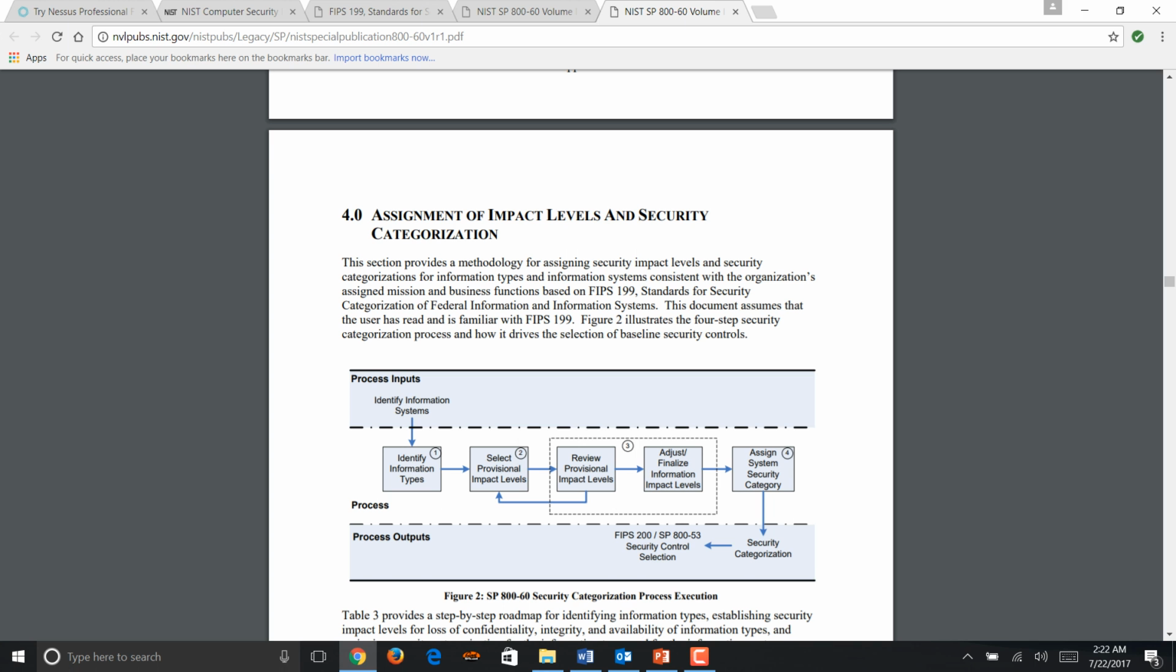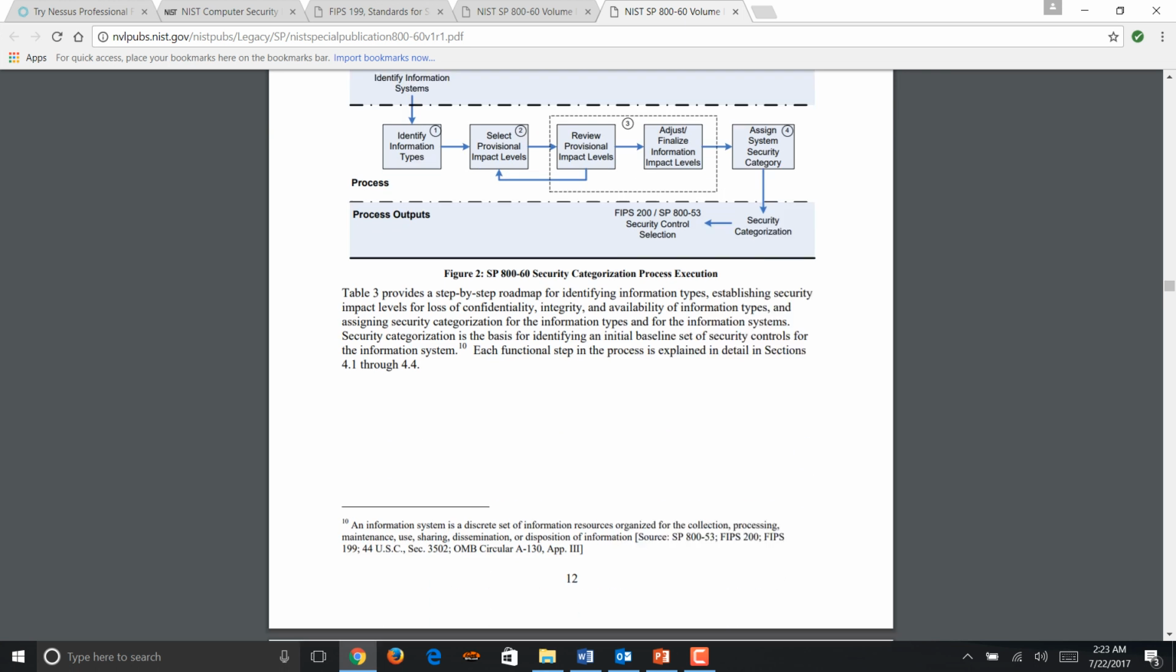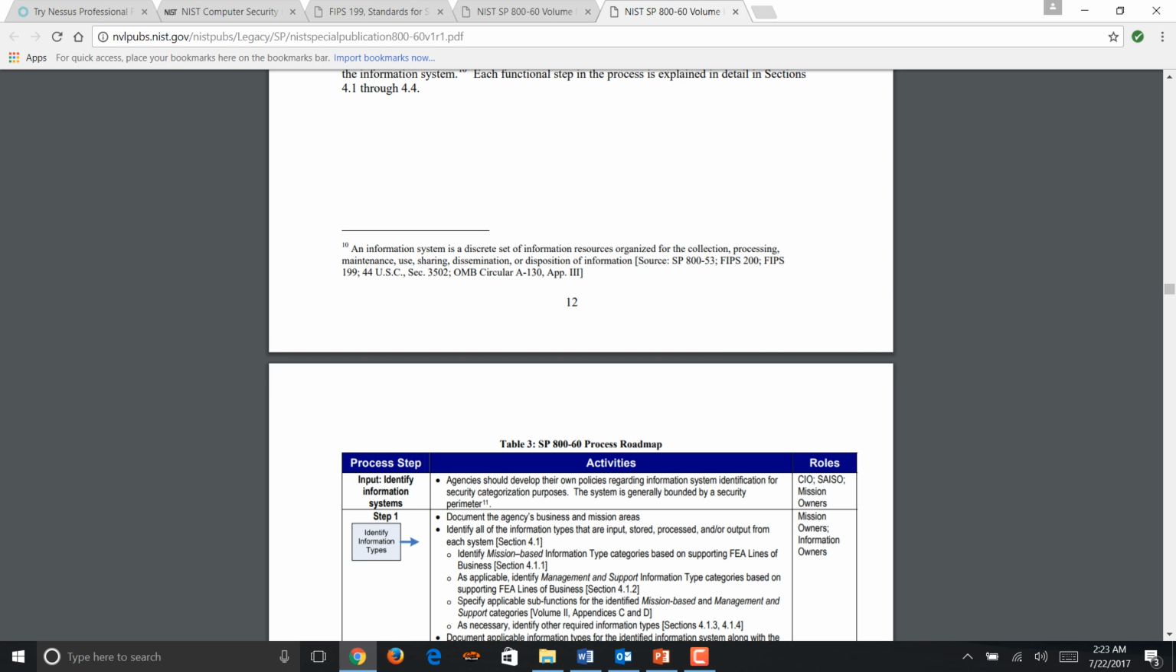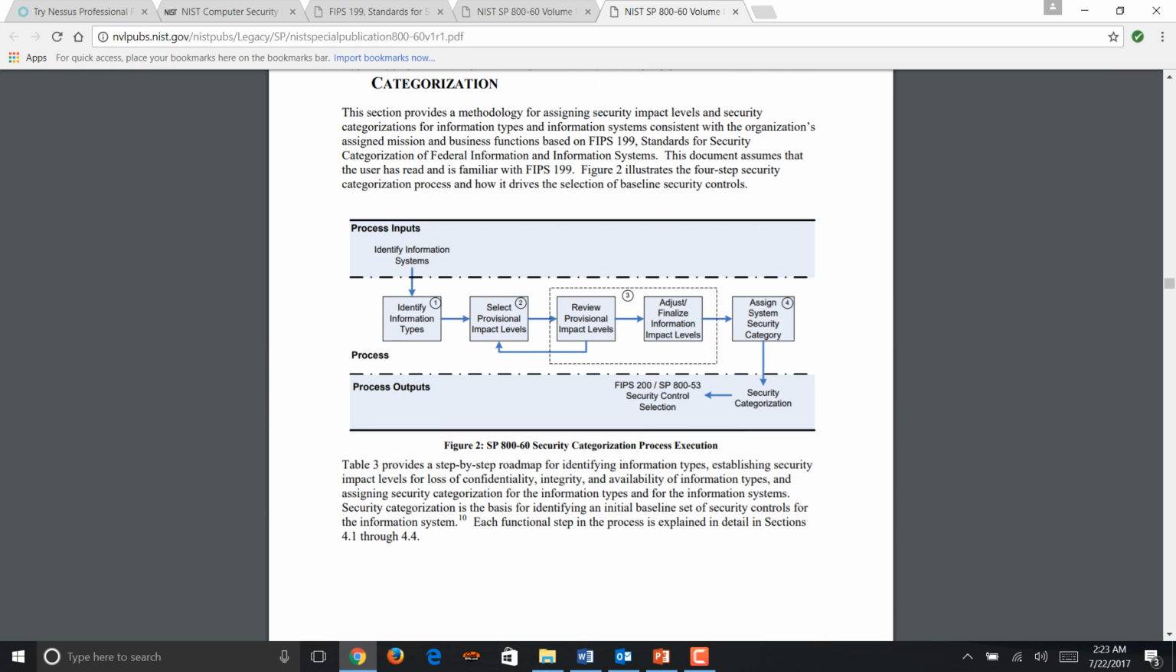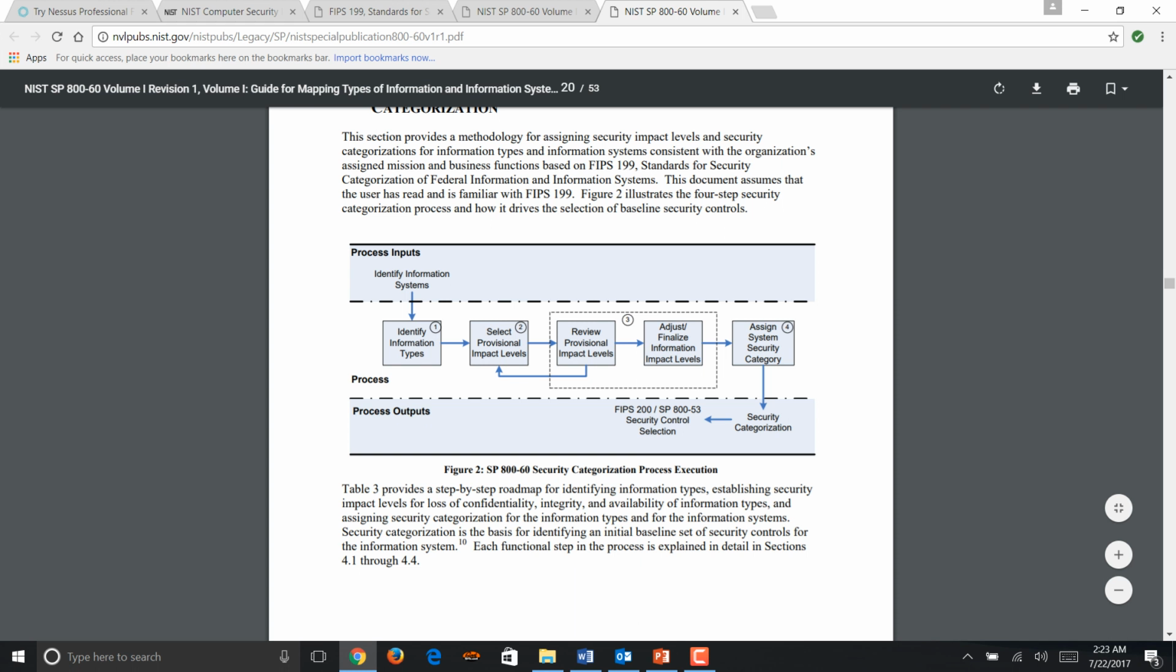Looking at Section 4 of NIST 800-60 Volume 1, here is how it explains the processes involved in categorizing information and information systems. We'll go into the practical realm of how we actually categorize information and information systems. So first of all, how do we categorize an information system? The first step, according to this diagram, is to identify the information types.